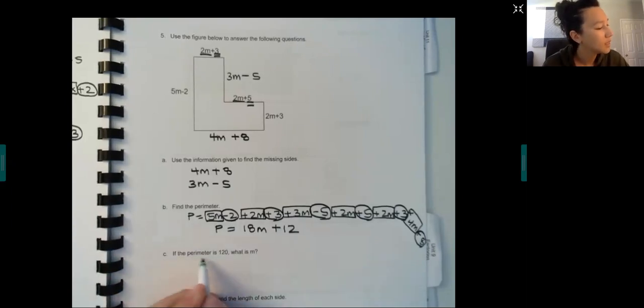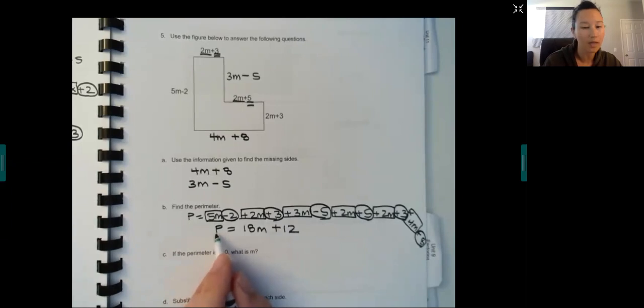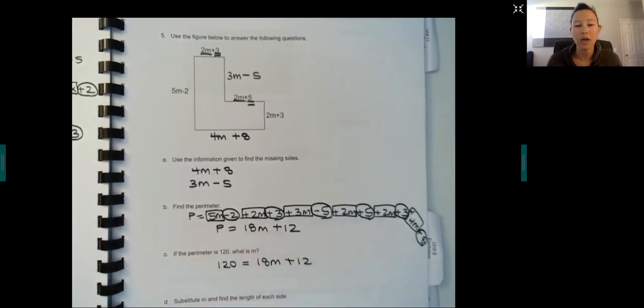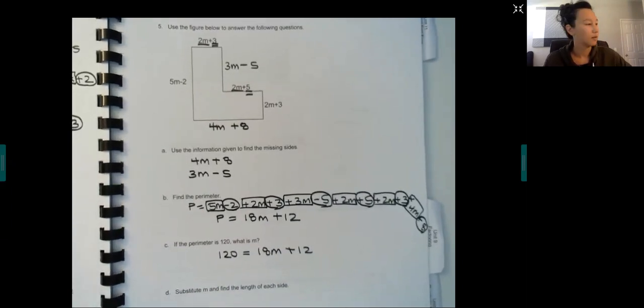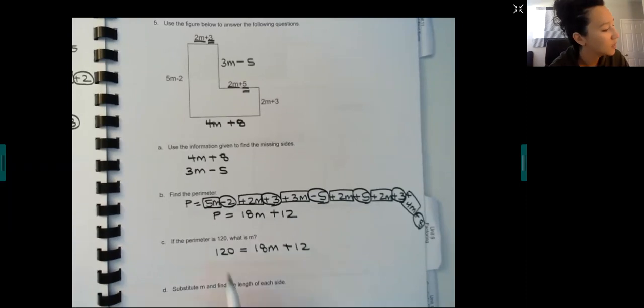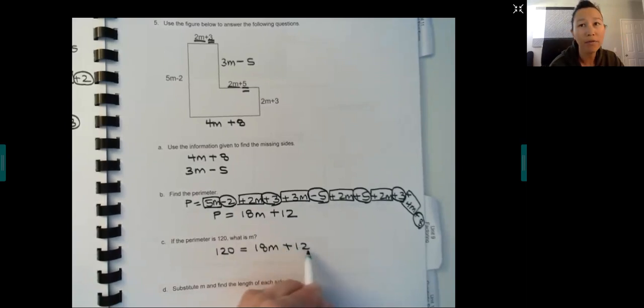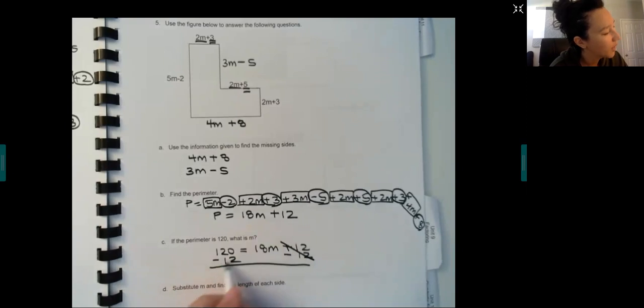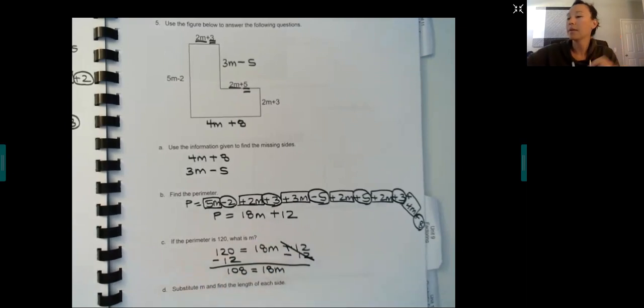Okay. So C says, if the perimeter is 120, what is m? So now we know what perimeter is, what P is. We're going to substitute that in. So 120 equals 18m plus 12. And now we can solve to find m. So this goes all the way back to our first unit last semester, solving equations. So remember, we have to get the m all by itself. So to get rid of the 12, we need to subtract 12. And whatever you do to one side, you have to do to the other side. So we get 120 minus 12, which is 108, equals 18m.